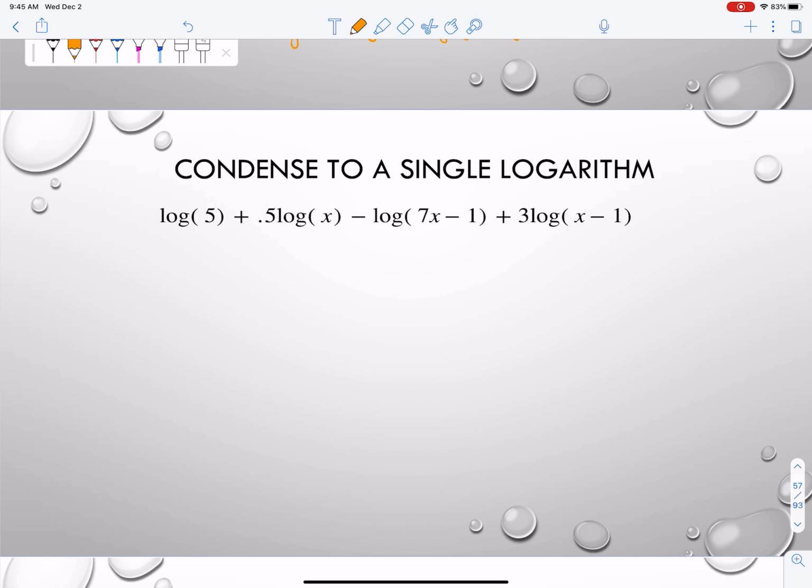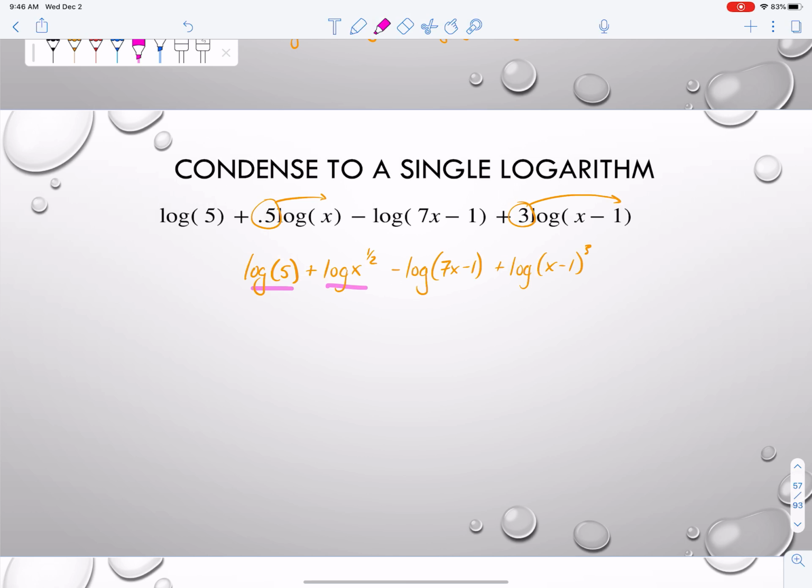Condensing to a single logarithm. Okay, we can have some big, messy, crazy things going on here. This one we're going to condense. We're not necessarily going to simplify the quantity we're going to get when we condense it. But because this has so many moving pieces, I'm going to do this in a few steps. Okay, first and foremost, I want to bring up my coefficients as exponents. All right, so when I do that, I'm going to have log of 5 plus log of x to the 1/2 minus log of 7x minus 1 and plus log of x minus 1 cubed.